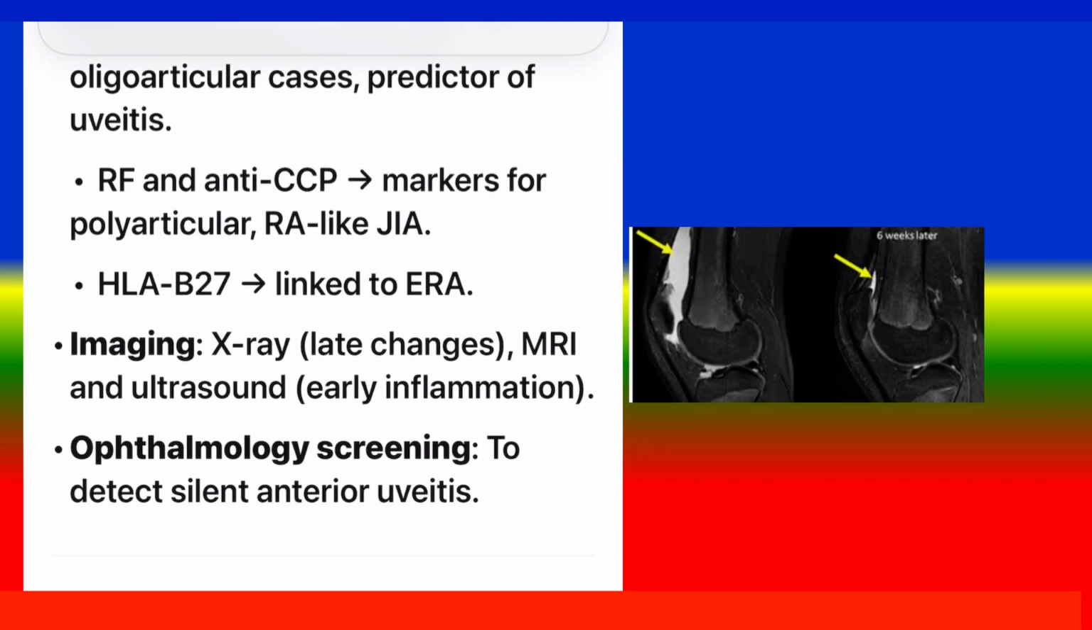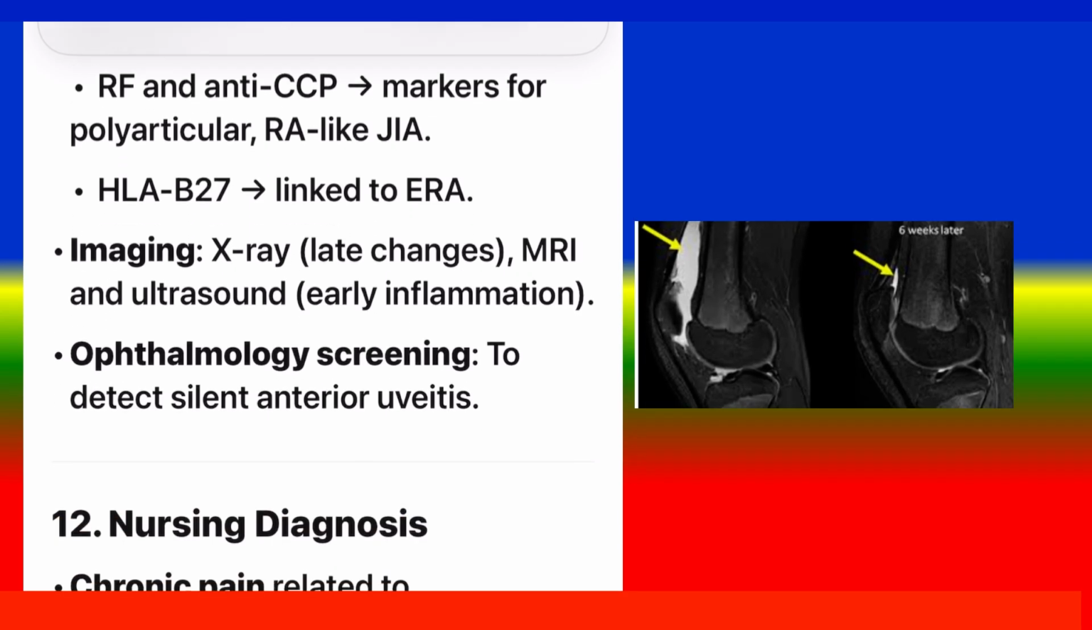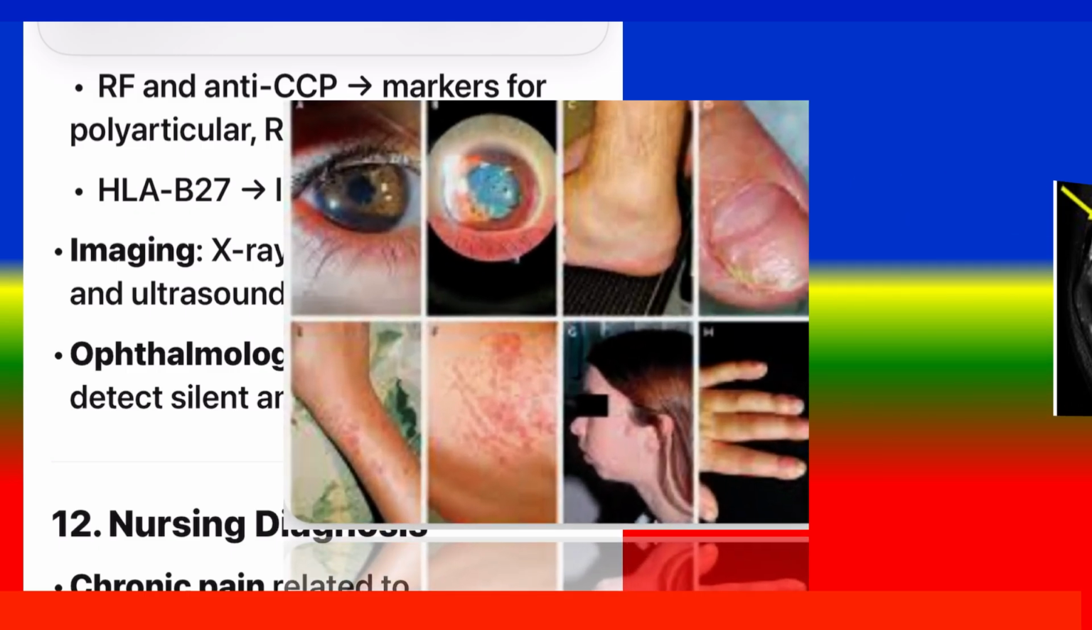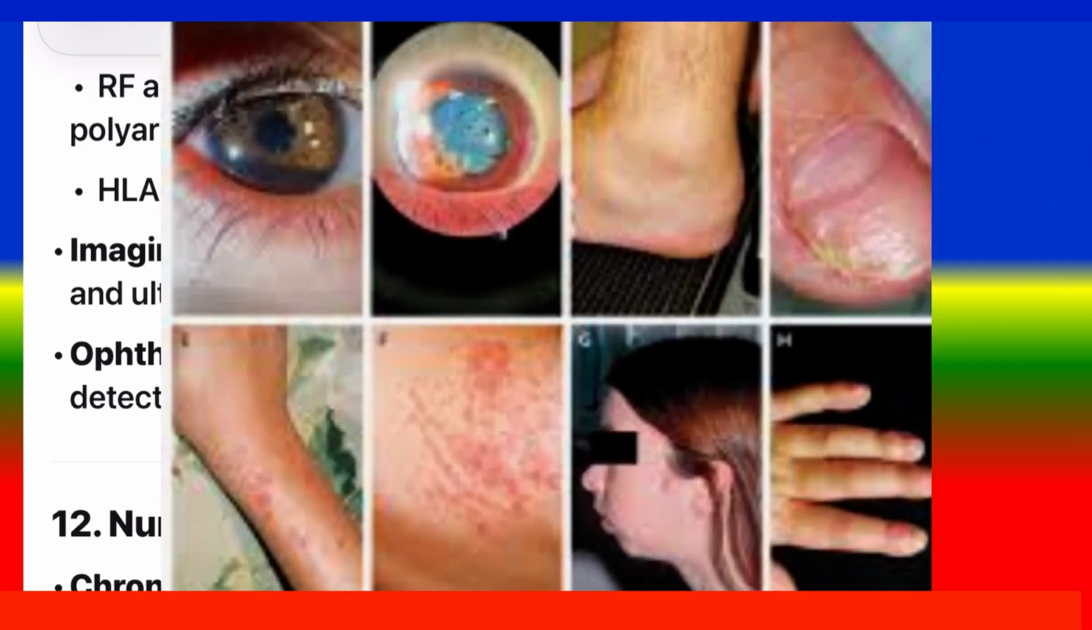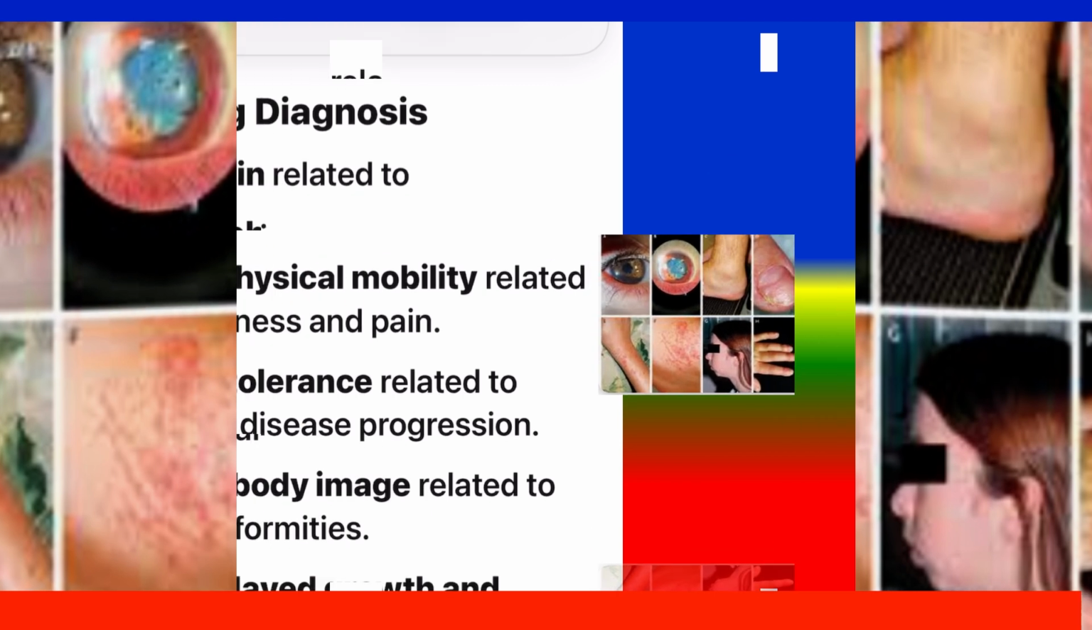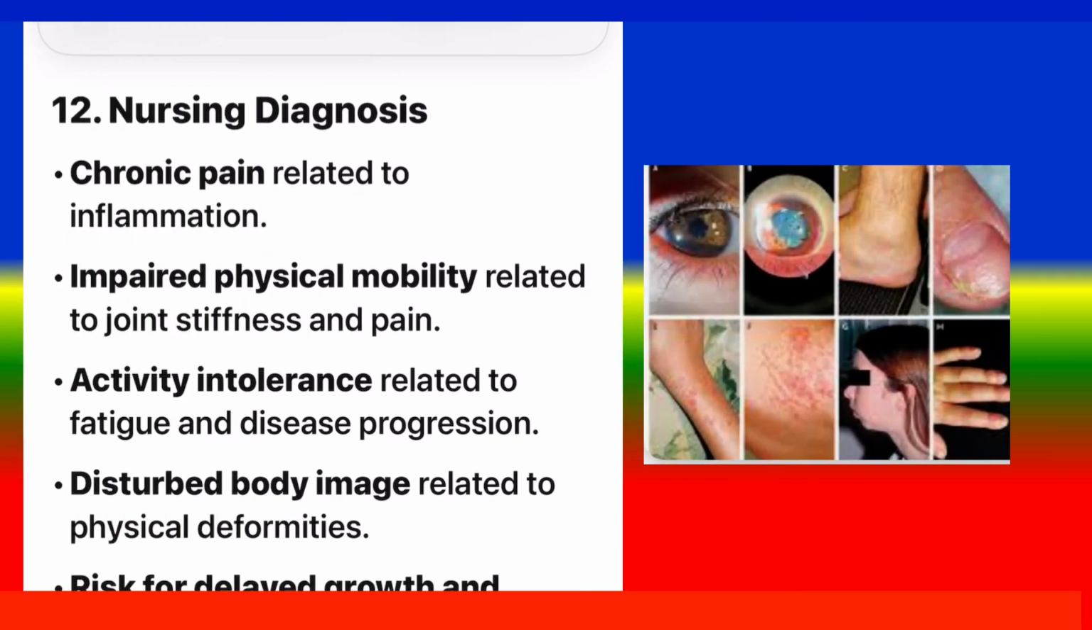RF and anti-CCP, markers for polyarticular RA-like JIA. HLA-B27 linked to ERA. Imaging, X-ray, late changes, MRI and ultrasound, early inflammation. Ophthalmology screening to detect silent anterior uveitis. Number 12. Nursing diagnosis. Chronic pain related to inflammation.